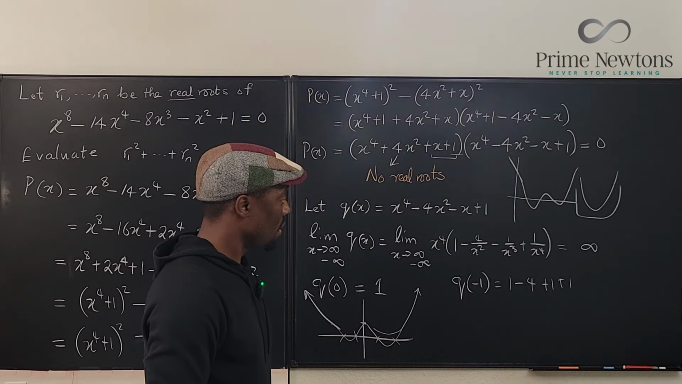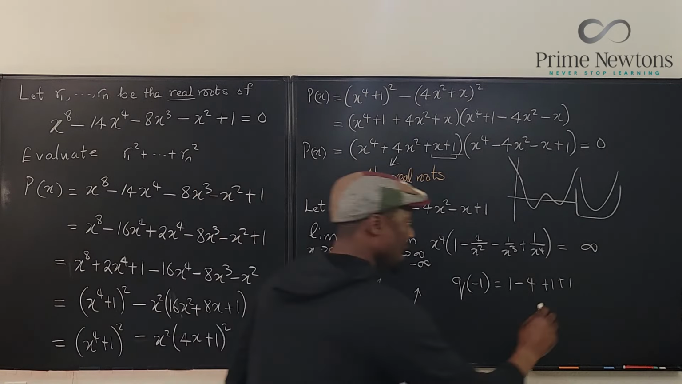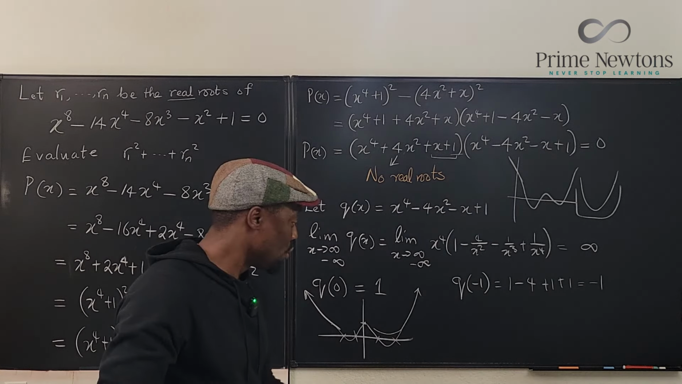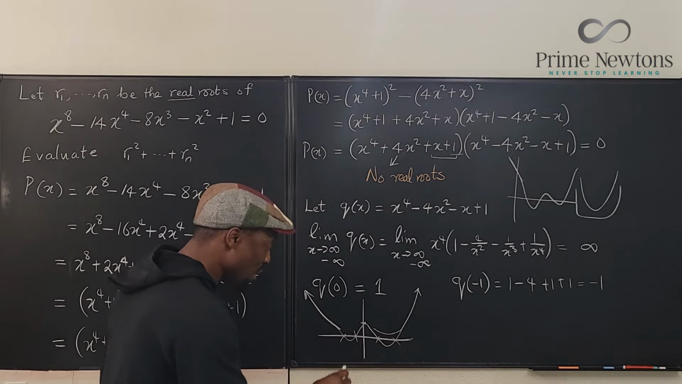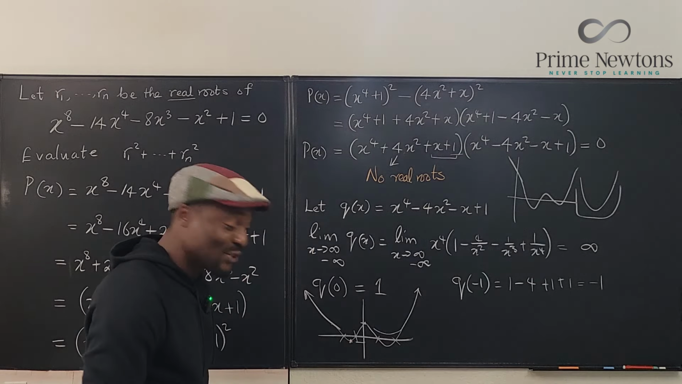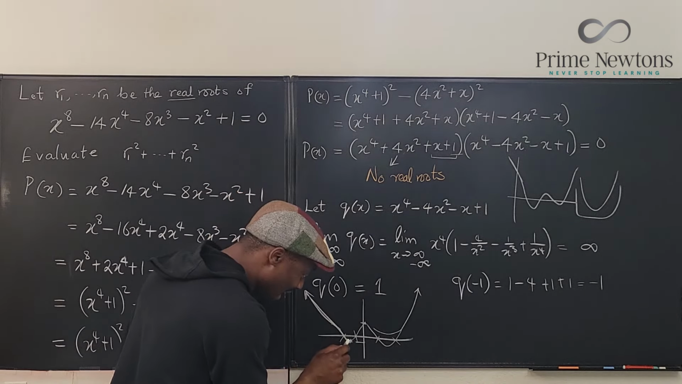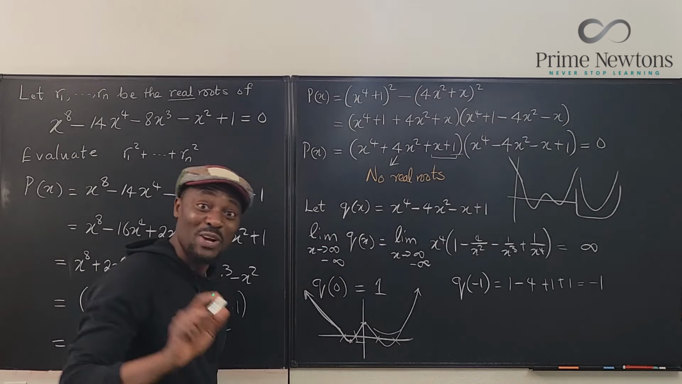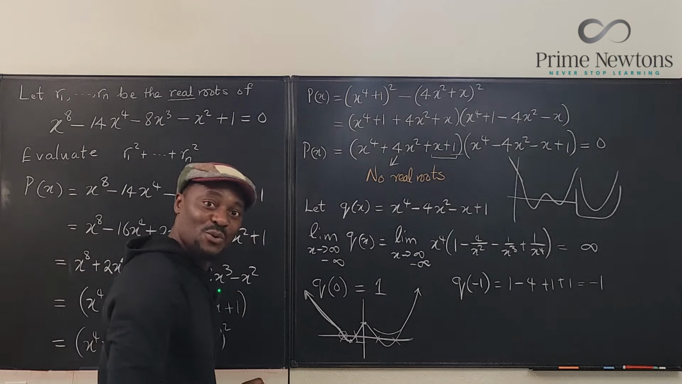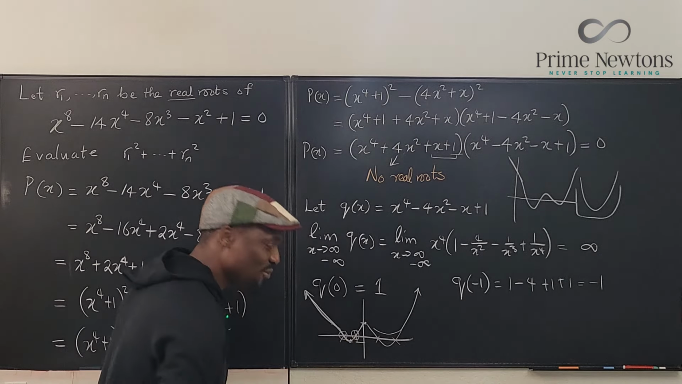Ooh. Did you see that? We're going to get -1. So we're getting a negative value just to the left of 0, which means something happened here. So this actually goes this way and then comes back up. So guaranteed that there is a real root here and there is another real root here.